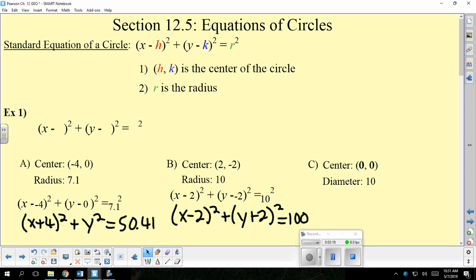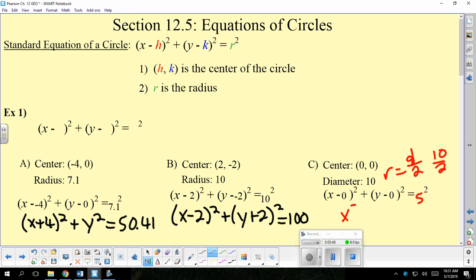And try one more. Drag my zeros there. This circle's centered about the origin. But can I use this diameter? No, I need to figure out the radius for this. So the radius is just the diameter divided by 2. We have 10 divided by 2. This can be 5 squared. So I have x squared plus y squared equals 25.